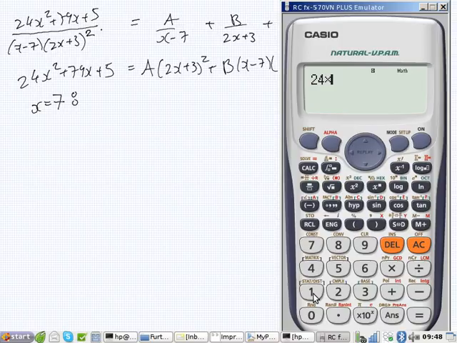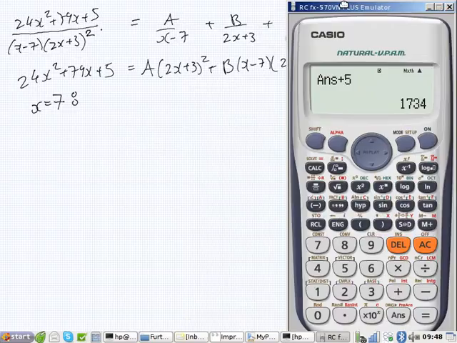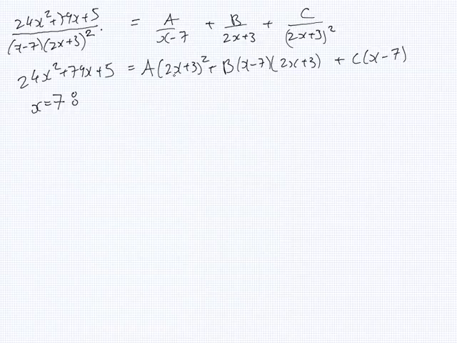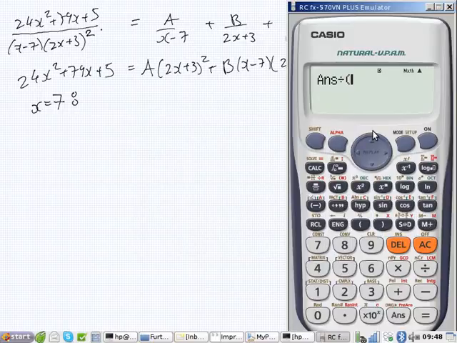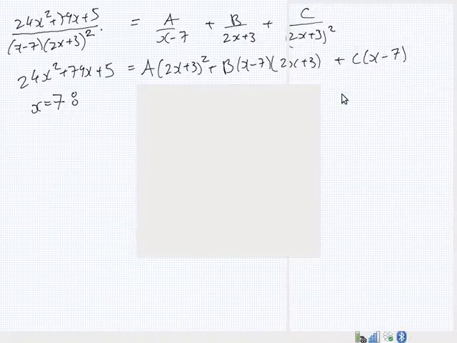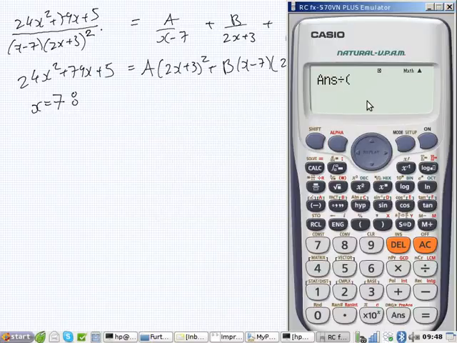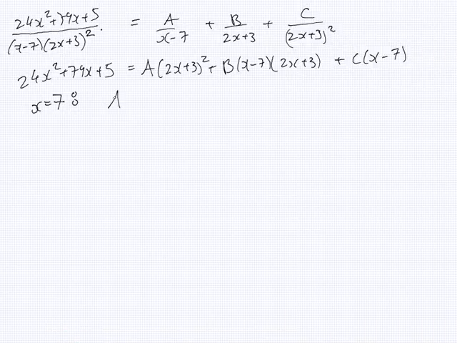24 times 49 plus 79 times 7. Oh my goodness, plus 5. And then we divide that by 2 times 7 is 14, plus 3 is 17, yeah? 17 squared. 6. Okay, so then we get A equals 6.